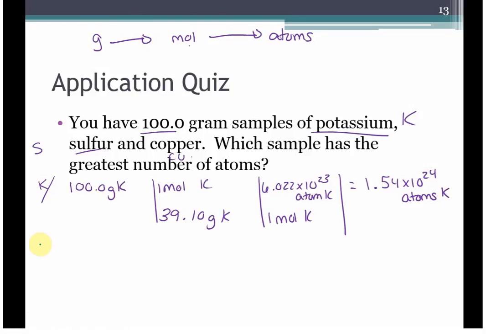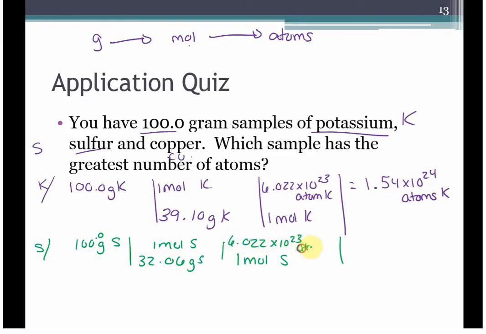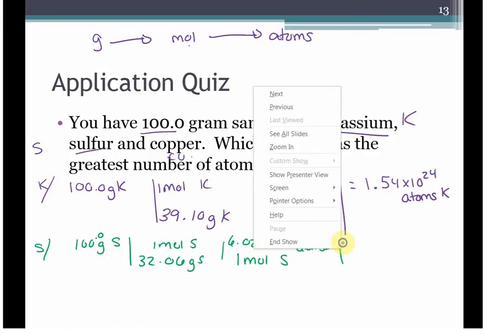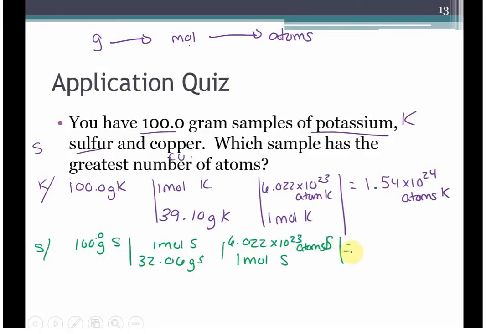For sulfur, we have 100 grams of sulfur. We know that every time we have 32.06 grams of sulfur, we have 1 mole. And having 1 mole of sulfur is the same as having 6.022 times 10 to the 23rd atoms of sulfur. So in our calculator, we have 100 times 6.022 times 10 to the 23rd divided by 32.06. And you get 1.89 times 10 to the 24th atoms of sulfur.